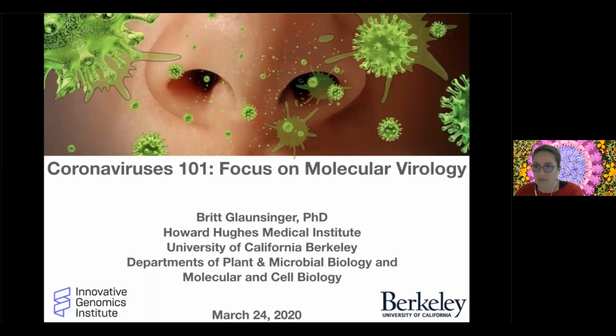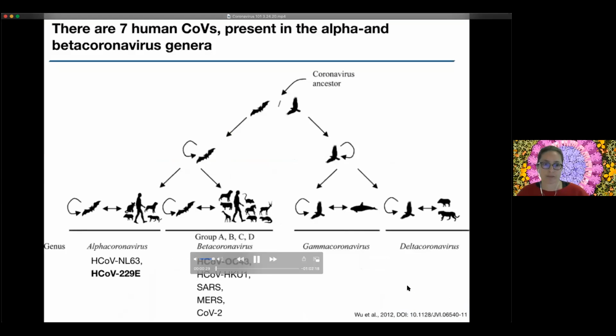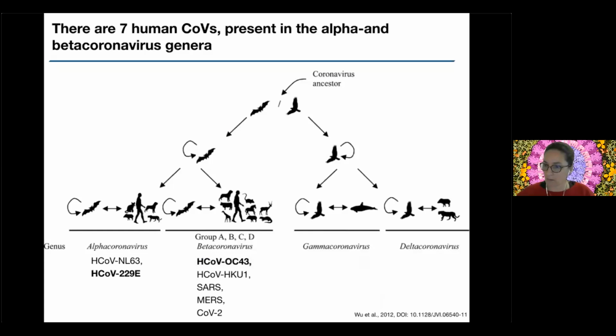coronaviruses. These are viruses that have been circulating in the human population and in animals for a long, long time. We know of 7 human coronaviruses. These are present in 2 of the 4 known genera of coronaviruses, the alpha coronaviruses and the beta coronaviruses. The 4 circulating strains of human coronavirus are shown boxed in red here.